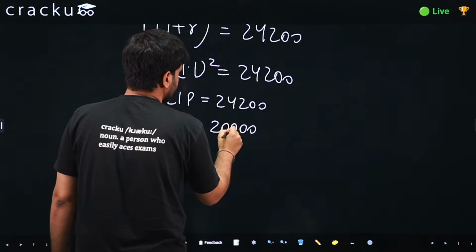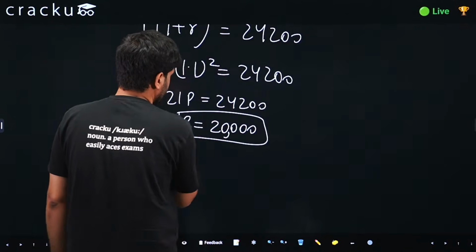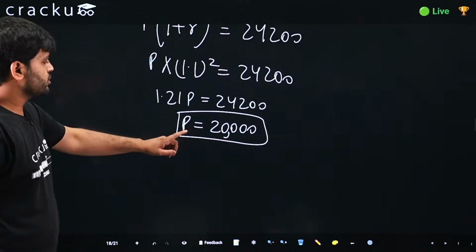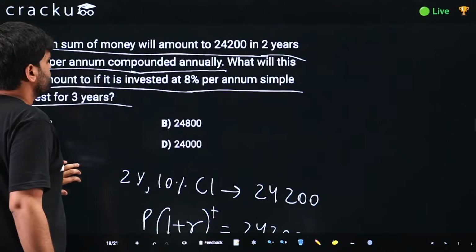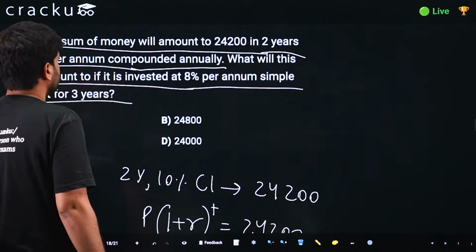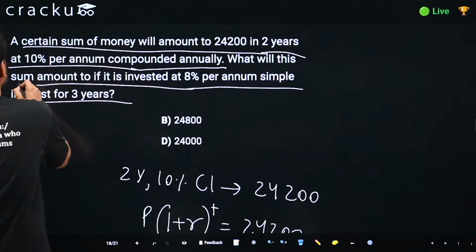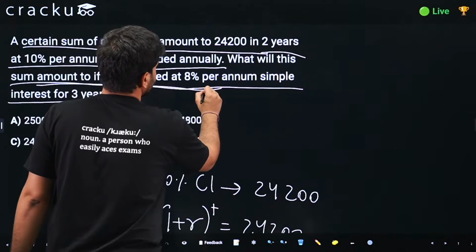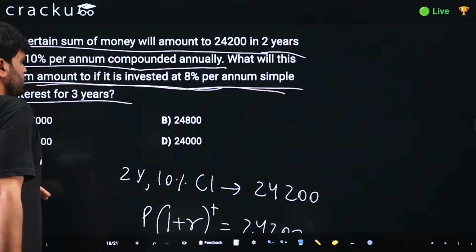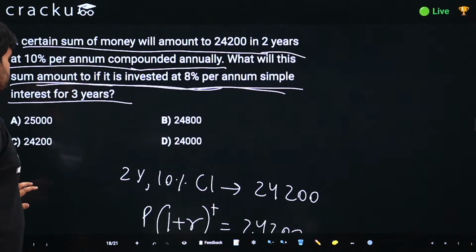So principal comes out as 20,000. So this is the amount which was borrowed at the starting. Now we are asked what this sum will amount to if it is invested at 8% per annum simple interest for 3 years.